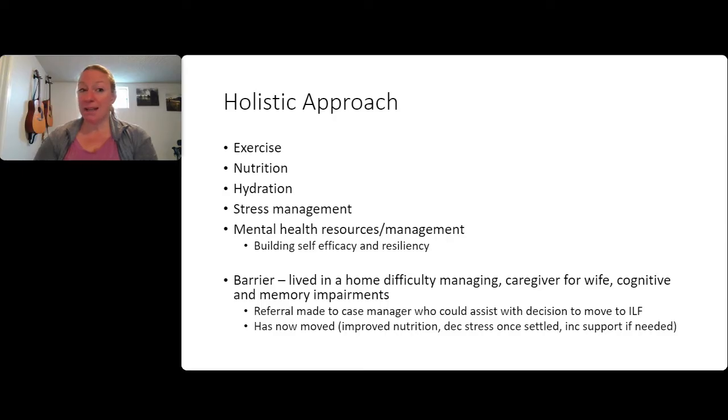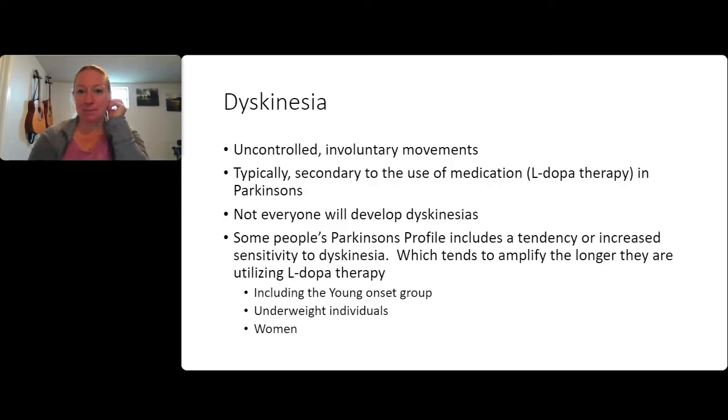All right. So some of the things that really helped this patient, I mentioned he had some barriers at home. We were able to get him to meet with a case manager who helped them decide whether or not they wanted to stay in their home or sell and maybe move to an independent living facility or assisted living, which they just did recently, which I think will be really, really helpful. Once the stress of moving and being in a new place settles down, and now that they have more support, I think we'll be able to even further improve some of his outcomes.